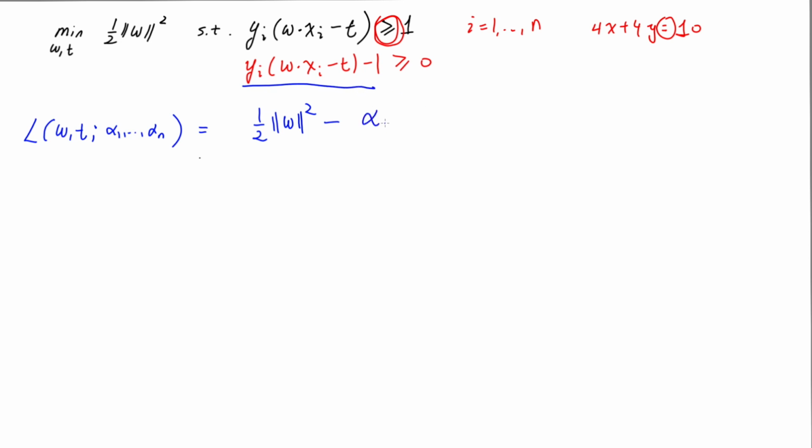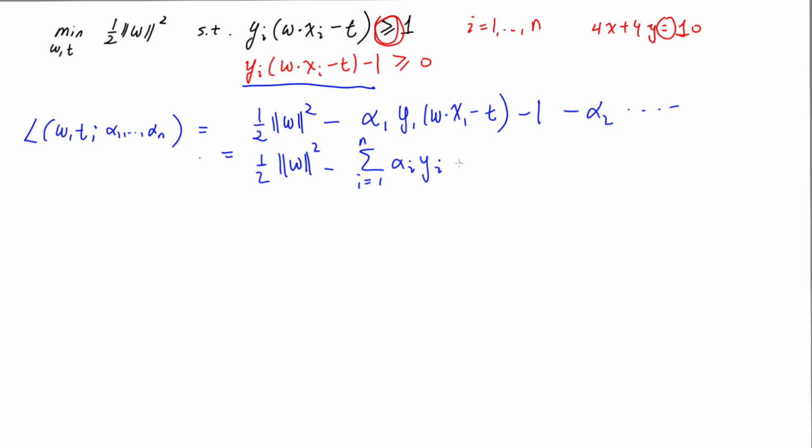So alpha 1 times y1 times W x1 minus T minus 1, minus alpha 2, and so on. So all of these I can just rewrite as the sum from 1 to n of alpha i, yi, W xi minus T. This alpha i should be multiplied by the entire constraint, like this.